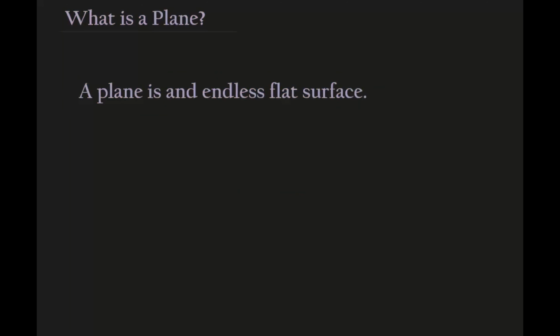Now, what is a plane? A plane is an endless flat surface. So, yes, a plane is just a flat surface, like this. But it's endless. That means that it keeps moving there and then moves there, moves there, and moves there. So that's what a plane is. It's a flat surface and it's endless.